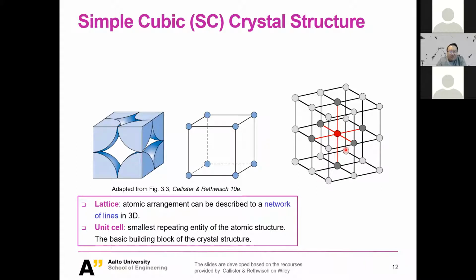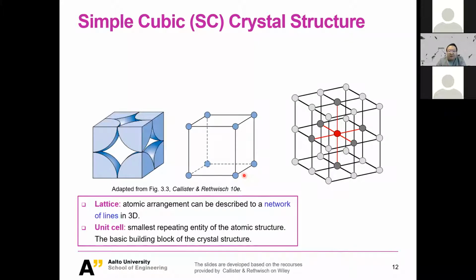So what is the definition? A lattice is an atomic arrangement that can be described as a network of lines. So two things. First is atomic arrangements. Atomic arrangements means you need to have atoms. So these are the so-called points. And it could be described as a network of lines. So that means you have a network of lines. So this is important.